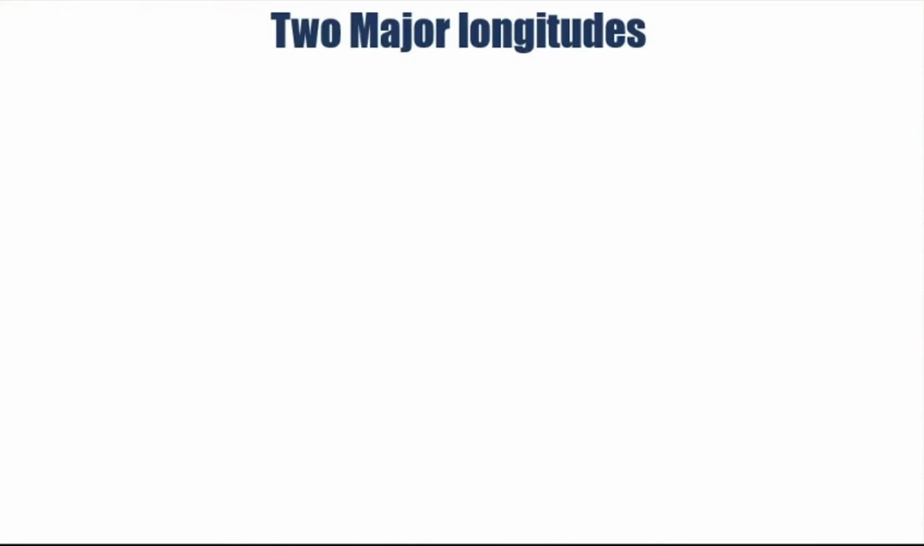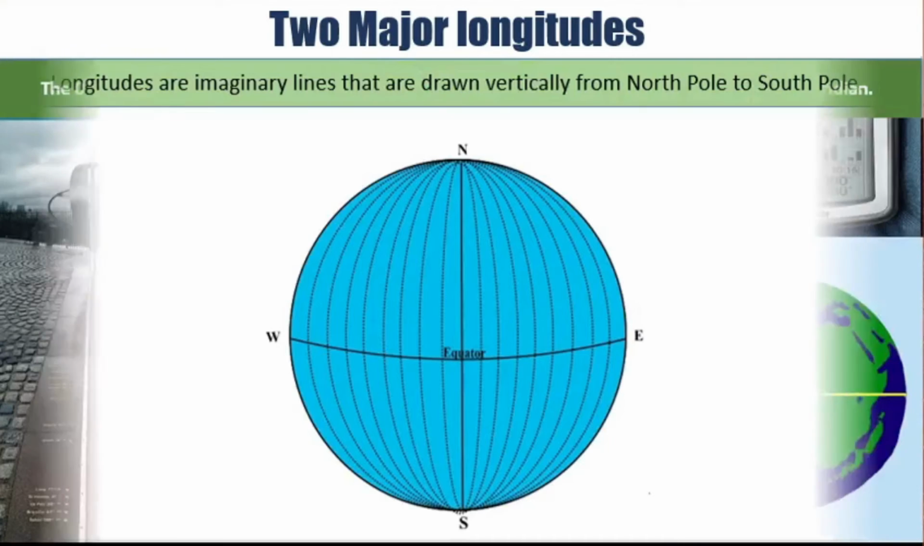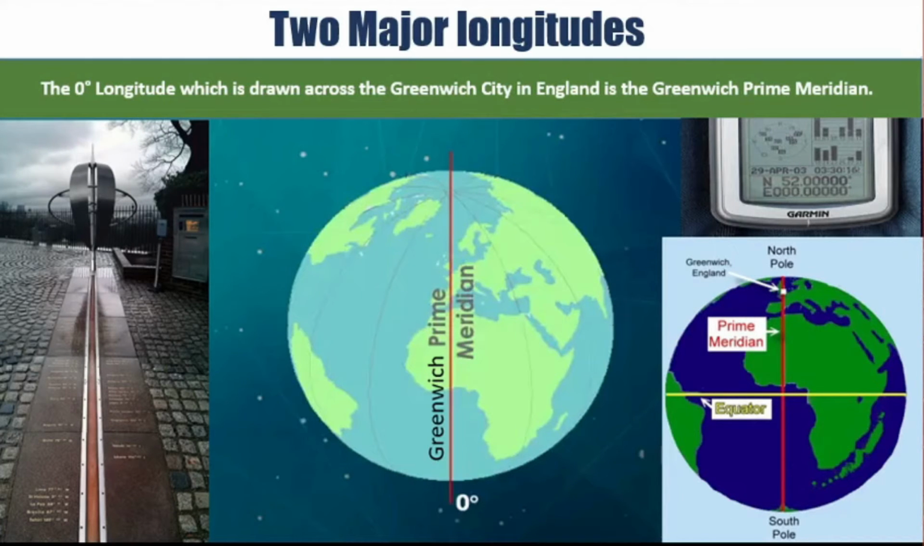There are two major longitudes. As we all know now, longitudes are imaginary lines that are drawn vertically from North Pole to South Pole. The zero longitude, which is drawn across the Greenwich city in England, is the Greenwich prime meridian.